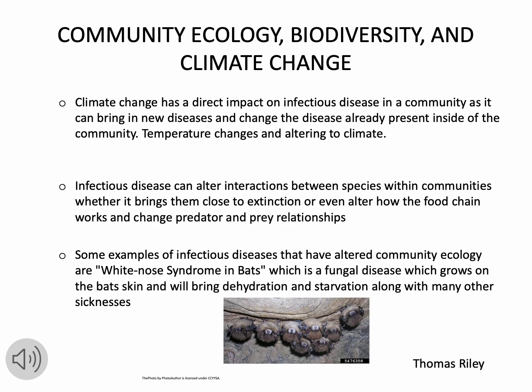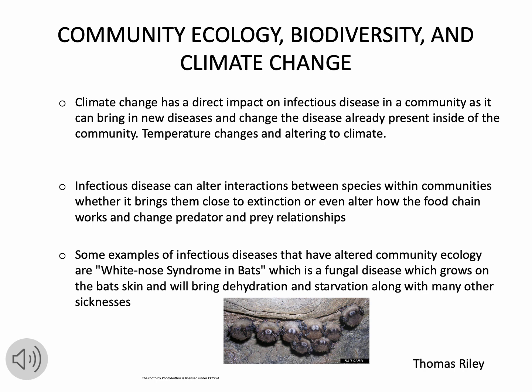The way that infectious disease affects community ecology, biodiversity, and climate change is: climate change has a direct impact on infectious disease in a community. It brings in new diseases and can alter the diseases already present inside of that community. It does this through temperature changes and alterations to climate. Infectious disease can also alter interactions between species within communities. It brings them closer to extinction, which is just them getting closer to being wiped out. And it also alters the food chain.